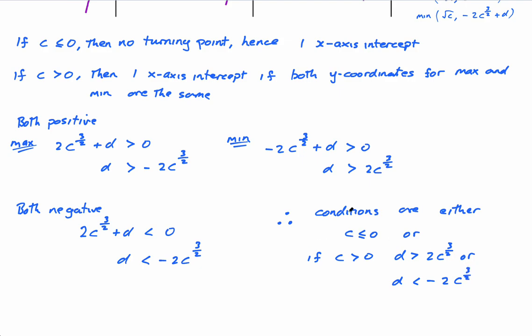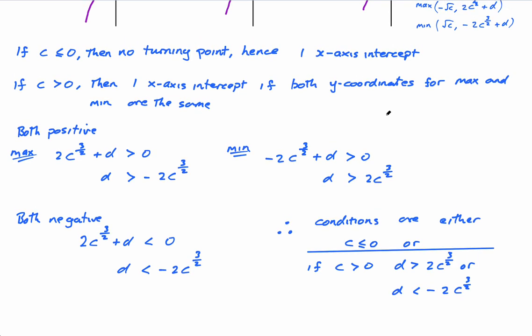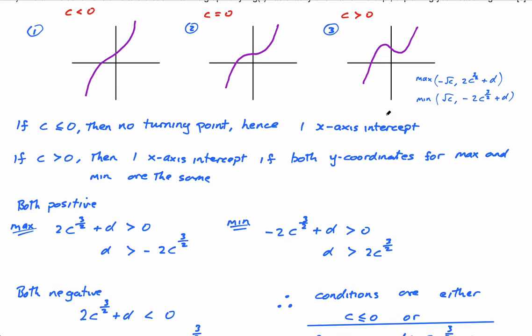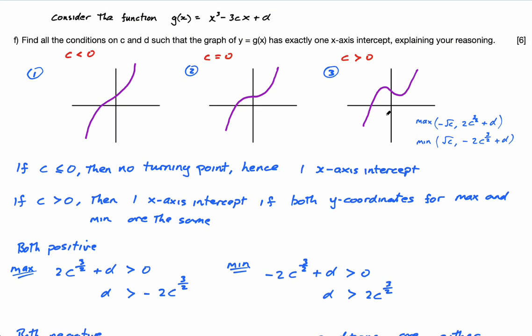So just to be clear, that's one. C is less than or equal to 0, or if c is greater than 0, d is greater than this, or d is less than this. Okay, hope that makes sense, guys. Obviously, that's a difficult question, but as I said as well, it's manageable. Hopefully, it makes sense.